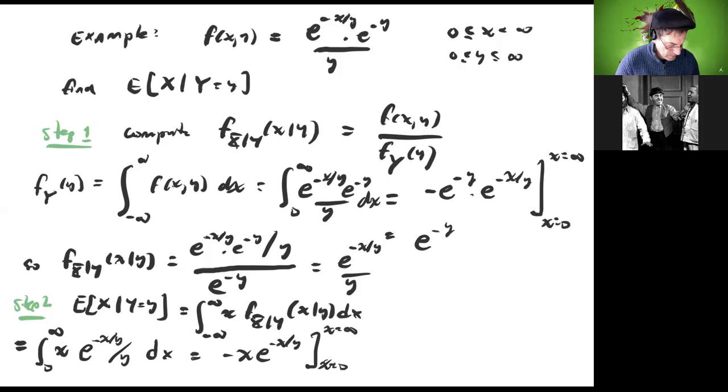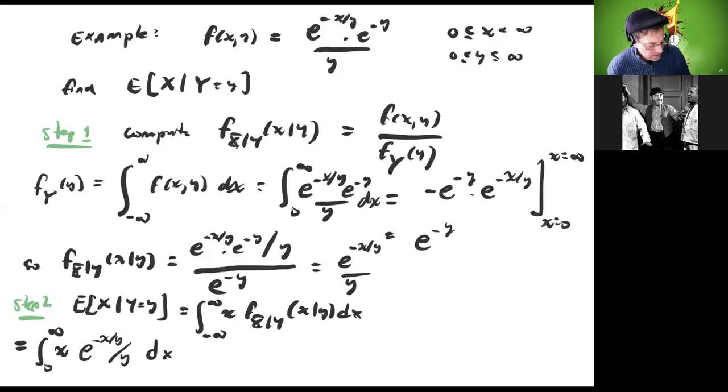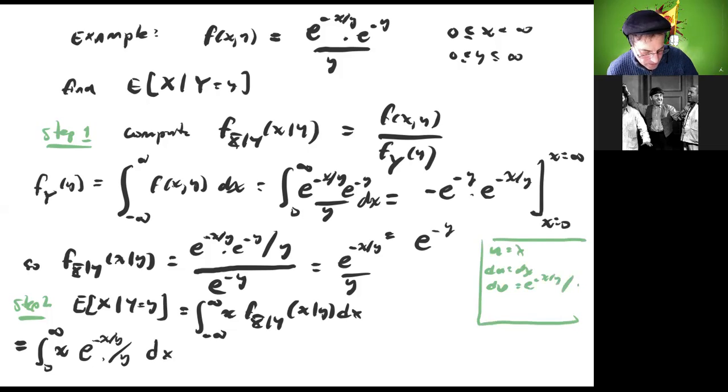I didn't do that correctly. Let me back up. I made a mistake. That's wrong. I have to compute this integral. Now, this is a dx integral. It's an x times e to the minus x over y. So you can do this by integration by parts. We're going to let u equal x, and then du is equal to dx. dv is what's remaining, which is e to the minus x over y divided by y. So v is minus e to the minus x over y.